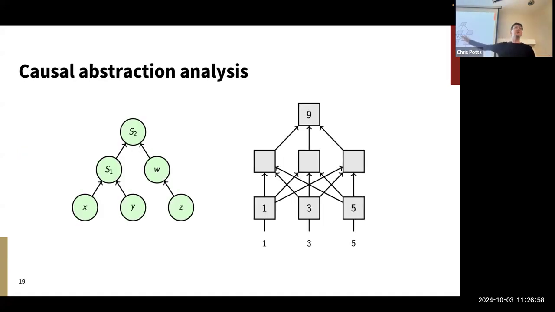On the left, I have a causal model that does addition of three numbers. And the hypothesis it reflects is that the first two numbers, x and y, come together to form an intermediate value S1.